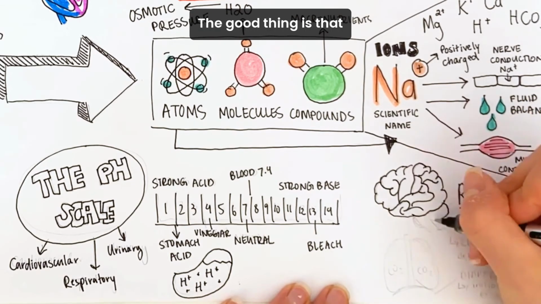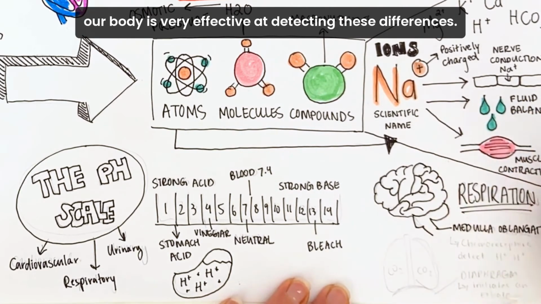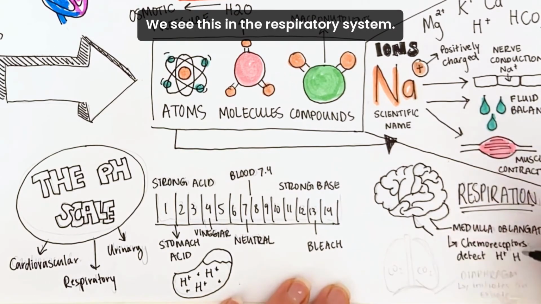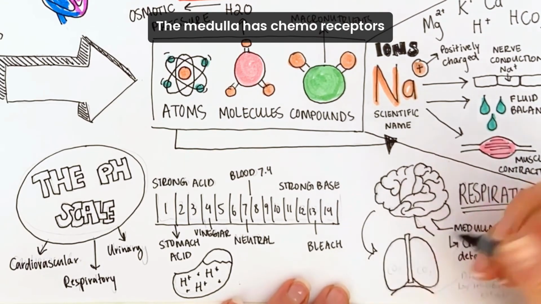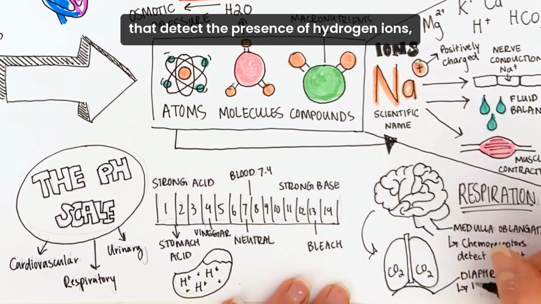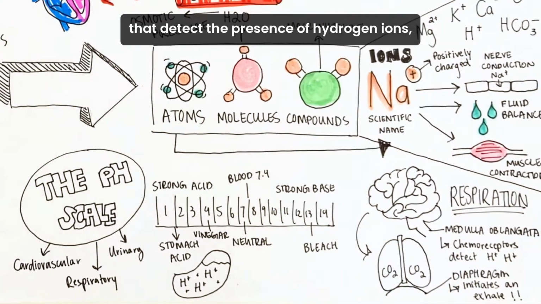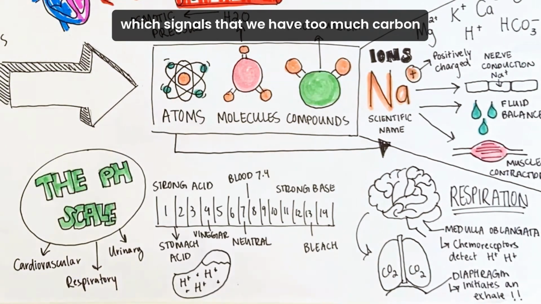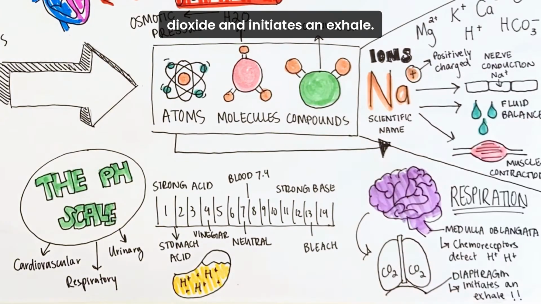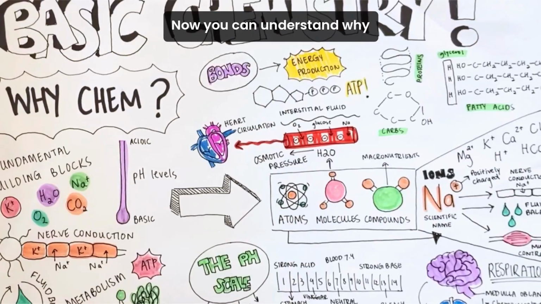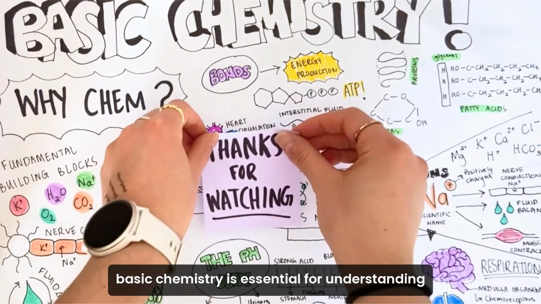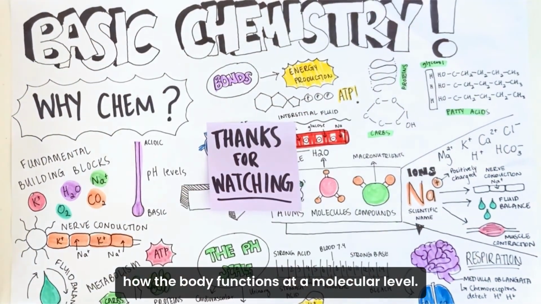The good thing is that our body is very effective at detecting these differences. We see this in the respiratory system. The medulla has chemoreceptors that detect the presence of hydrogen ions, which signals that we have too much carbon dioxide and initiates an exhale. Now you can understand why basic chemistry is essential for understanding how the body functions at a molecular level.